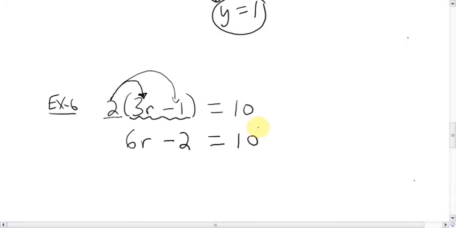Now just one of the other kind of questions. 6 times r minus 2. Get rid of the 2 by adding it. Same to the other side. 2's are gone. Bring down 6r equals 10 plus 2, 12.